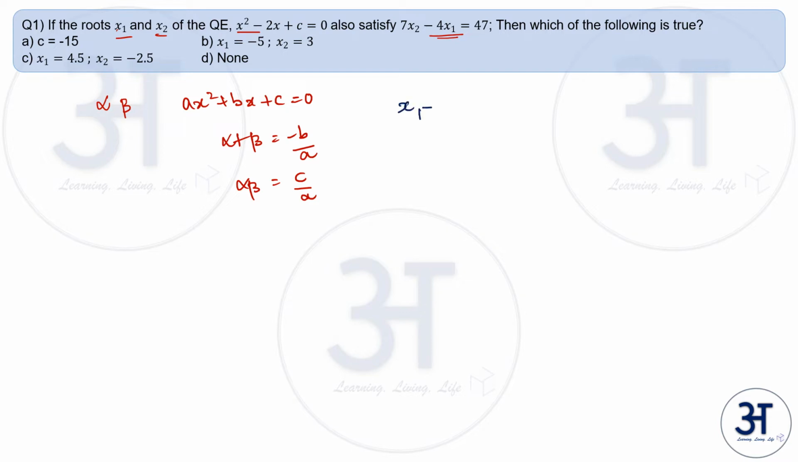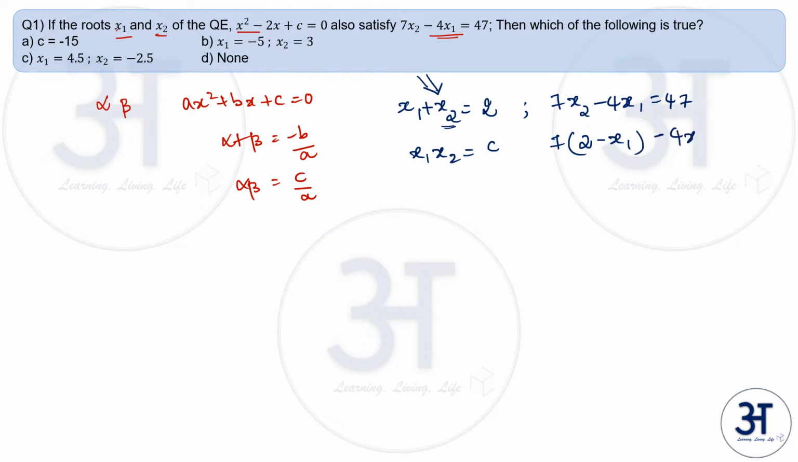So this gives that x1 plus x2 equal to minus of minus 2 by 1, that is 2, and x1 x2 equal to c by a, that is c. And we also have another equation, 7x2 minus 4x1 is equal to 47. So from this equation, let me take the value of x2. So x2 here will be 2 minus x1. So 7 times (2 minus x1) minus 4x1 is equal to 47. So this means that 14 minus 7x1 minus 4x1, that is 14 minus 11x1, is equal to 47.